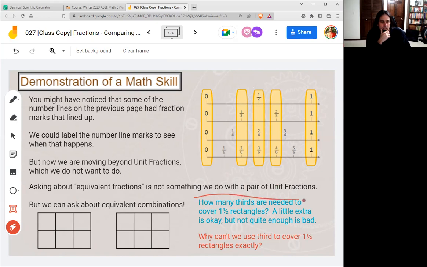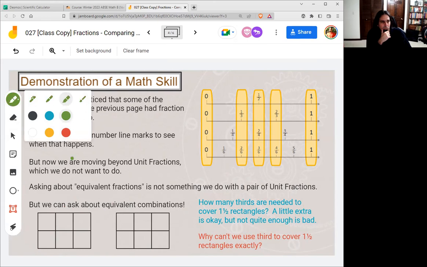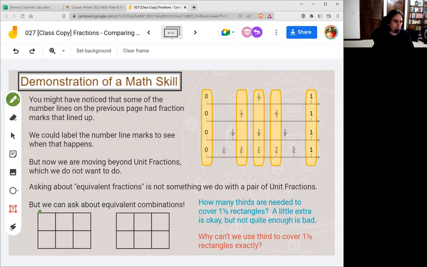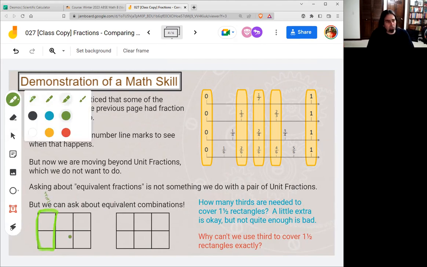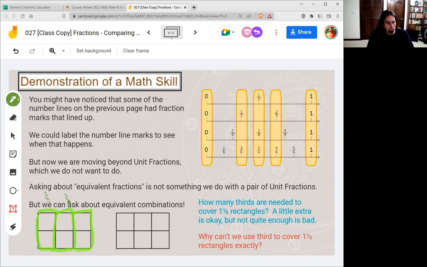For example, how many thirds are needed to cover 1.5 rectangles? Let's try that and see. My thirds were green, right? So here's a third. That's 1/3. Then we have another third. Then we have another third. So unsurprisingly, if I have 3/3, that's the first whole. I want to cover half of the other rectangle. Can I do that well with only thirds?